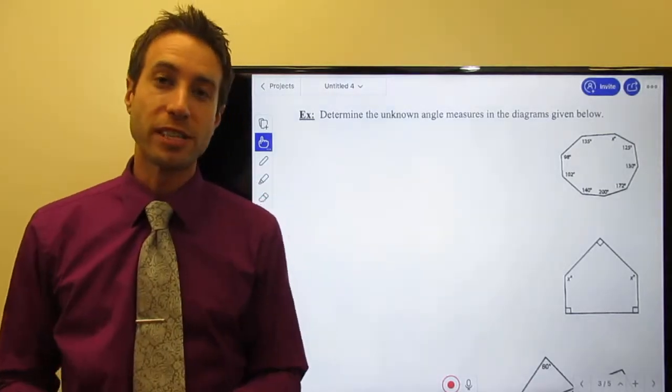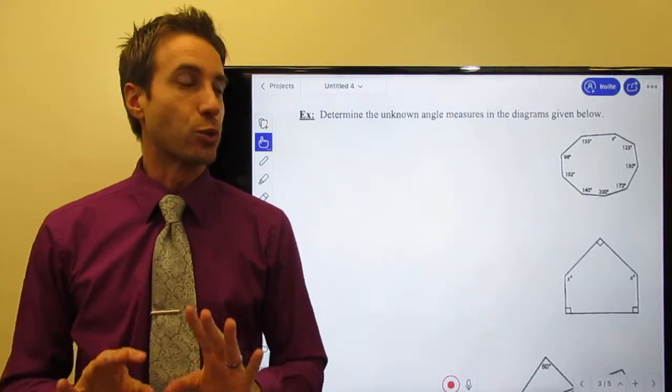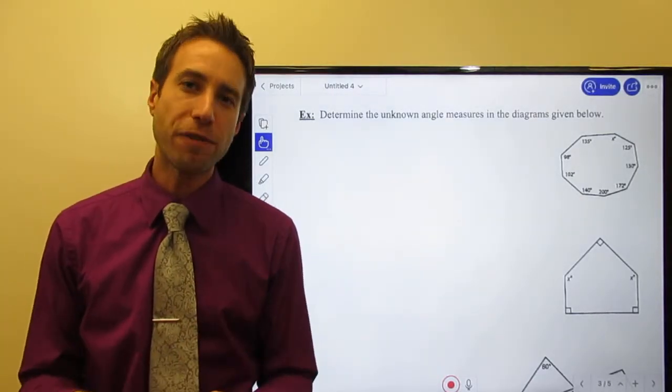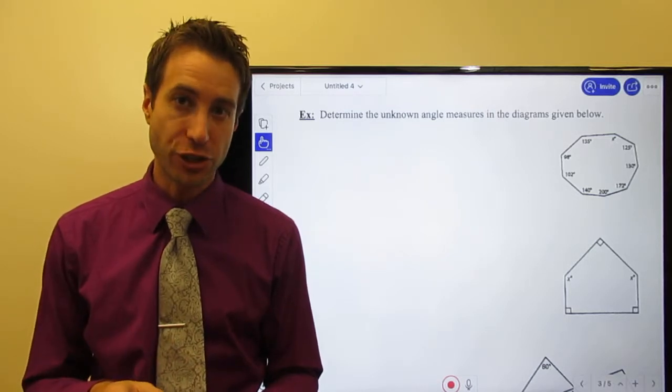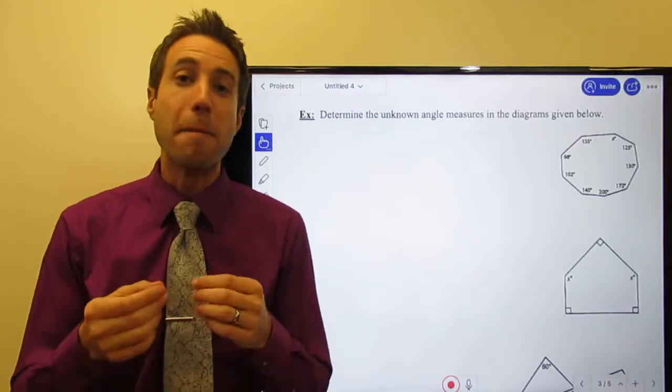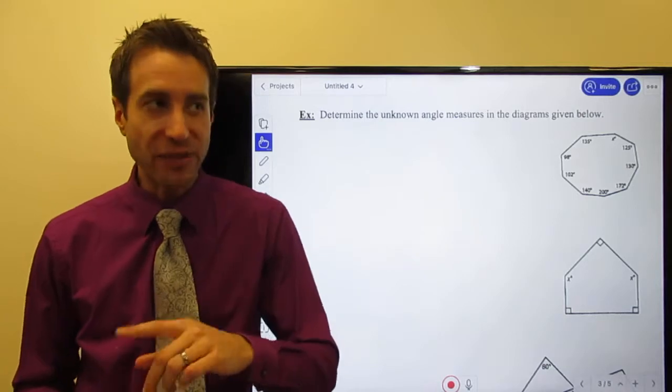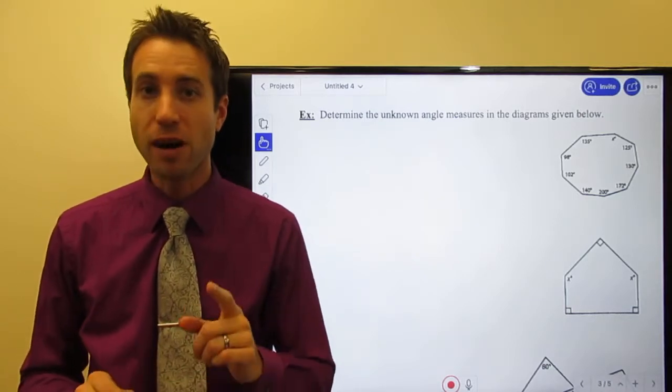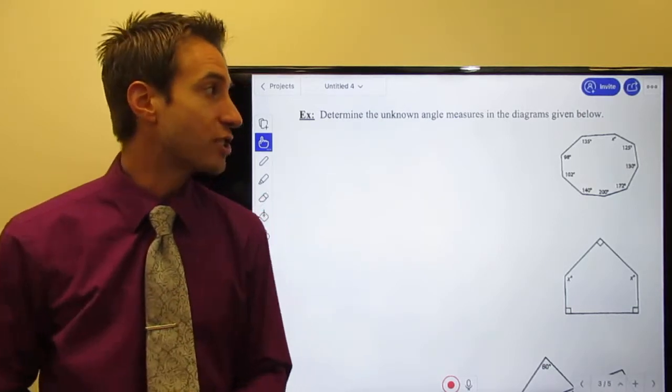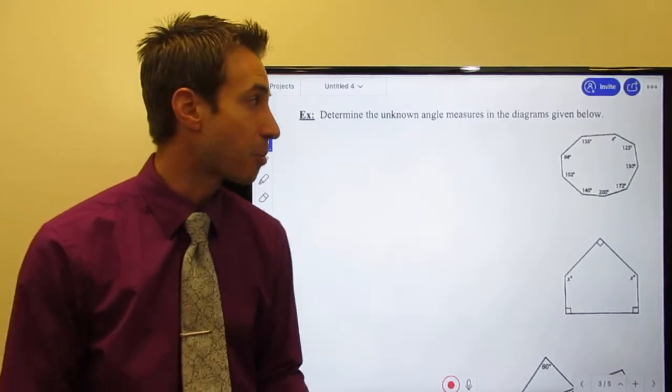Hi guys, welcome to this page of the notes, and again what we're doing is we're taking a look at how to find the interior measure of polygons based on what we know about the interior measure of triangles. So let's just jump right into these with a few example problems.